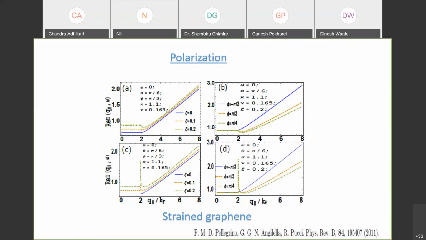And on the other side, figures B and D show the polarization function for different values of the strain angle. For any value of strain angle, the initial value is the same up to twice K Fermi, but the difference is seen when the wave vector is above twice K Fermi. The blue line in all the figures is for unstrained graphene, and the other dashed lines are for strained graphene. This is the change that we see due to the strain.